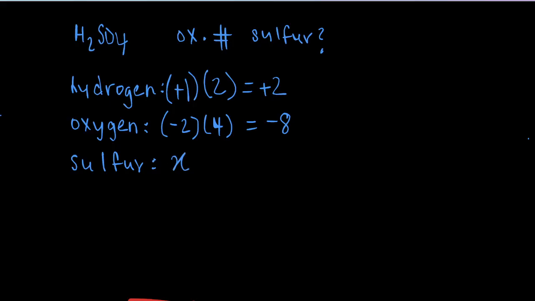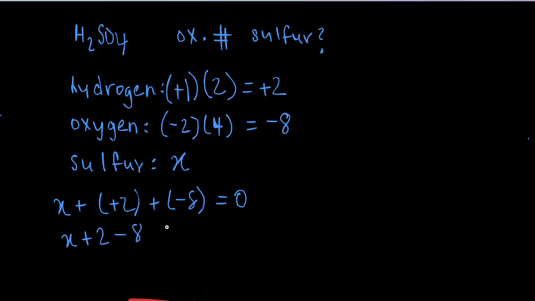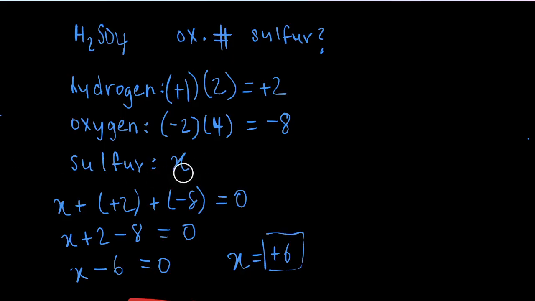Okay? So we know that the oxidation numbers of hydrogen, oxygen, and sulfur here have to add up to 0. So let's write that out algebraically. We know that x plus 2 plus -8 has to equal 0. Well, that's just x plus 2 minus 8 equals 0, or x minus 6 equals 0, giving us x is equal to 6, or +6. And so this here is going to be our oxidation number for sulfur. Sulfur in this problem is going to have an oxidation number of +6.